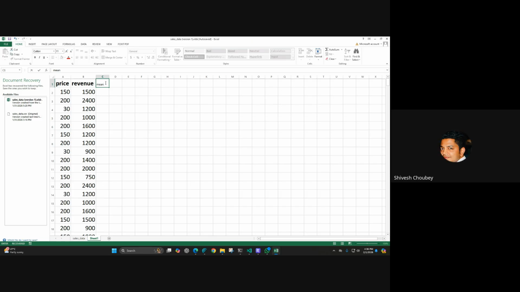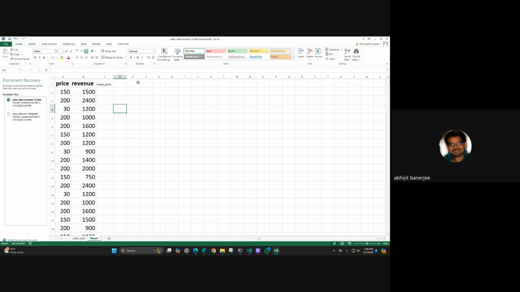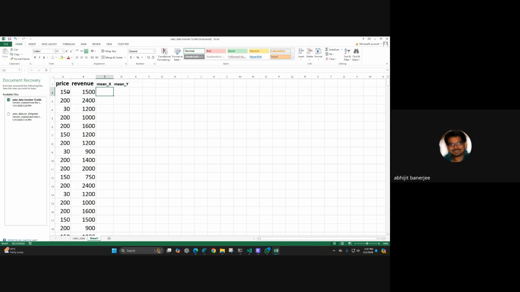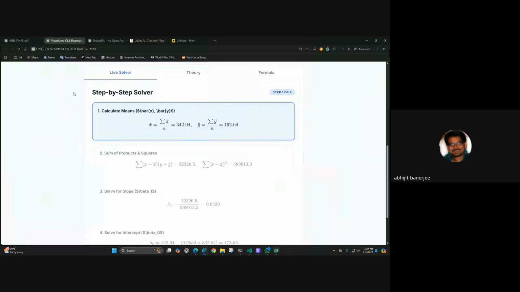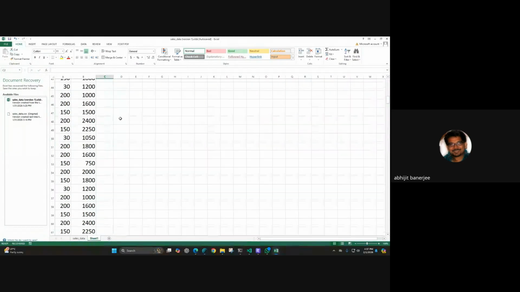Price. Okay. So I need to take the mean of price. Then definitely the mean of revenue should be taken, which is my mean of X. Y, mean of revenue. Let me write it as Y. Let me write it as X. Now, the simple equation is I have to take the mean. To do the mean, we need to sum it up and divide by the total number of columns. As simple as this. So we'll go bottom down.